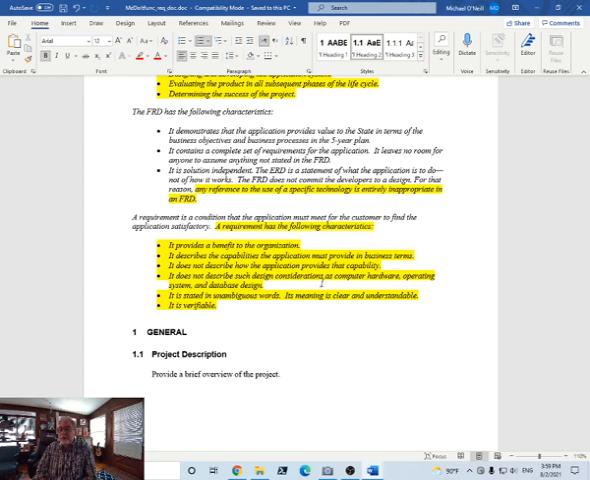Okay, a couple of other things. It does not describe how the application provides that capability. This is the functional requirements. This is the technical requirements document. It also doesn't describe things such as where you're going to host it, how it is going to be hosted, the computer hardware you need, and so on.